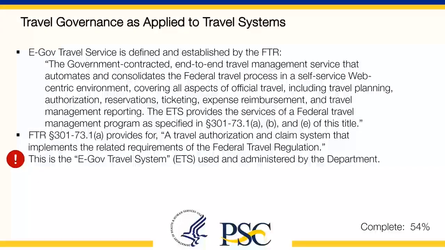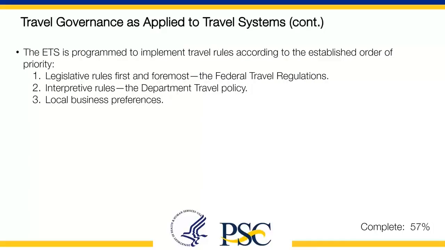FTR Section 301-73.1a provides for a travel authorization and claim system that implements the related requirements of the Federal Travel Regulation. This is the eGov travel system, ETS, used and administered by the department. The ETS is programmed to implement travel rules according to the established order of priority. Legislative rules: first and foremost, the Federal Travel Regulations. Second, interpretive rules, the department travel policy.